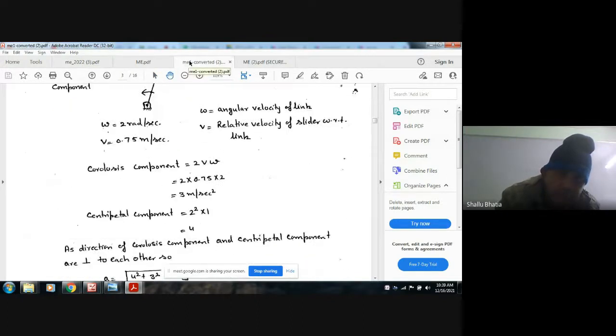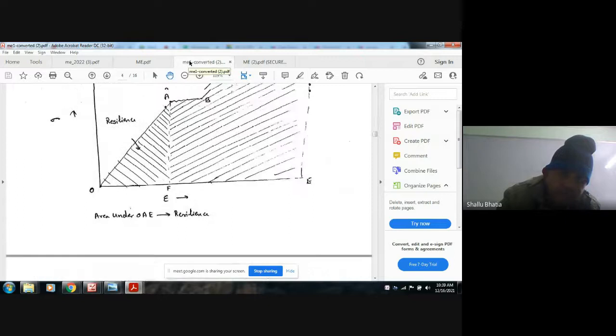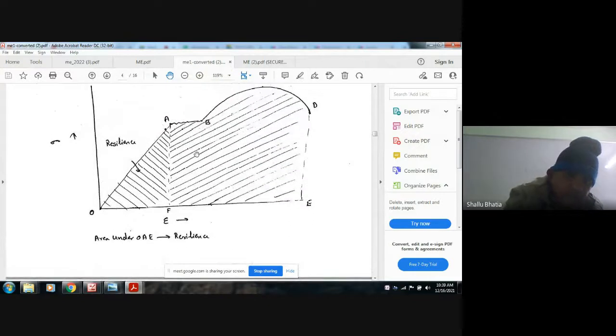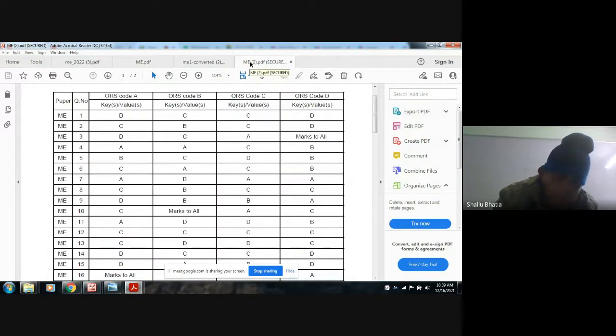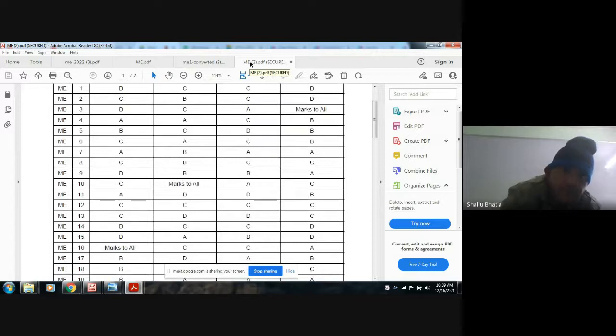So toughness is given by this area up to fracture, and up to this point the area is resilience. The area of this graph is the strain energy stored per unit volume. Up to the elastic limit it is resilience, and up to the fracture limit it is toughness. So the answer is B. Question number 17, answer is B.